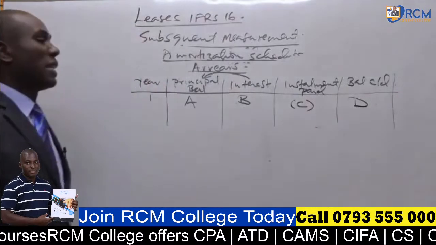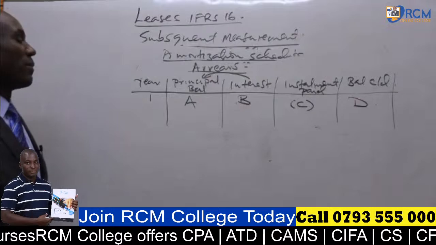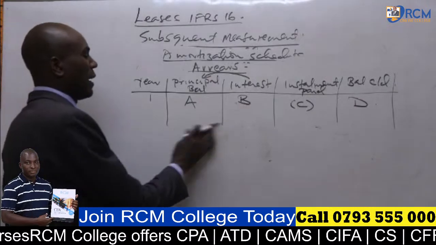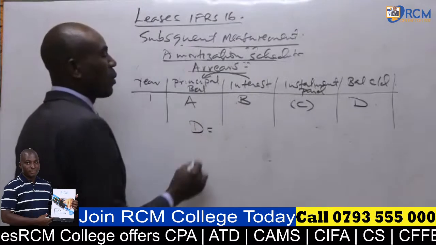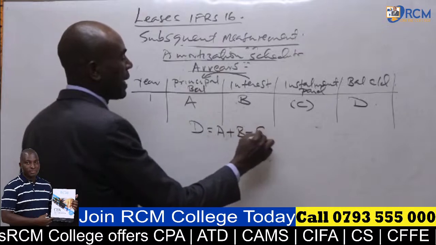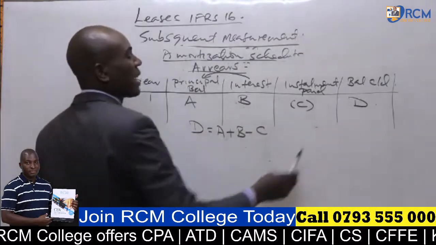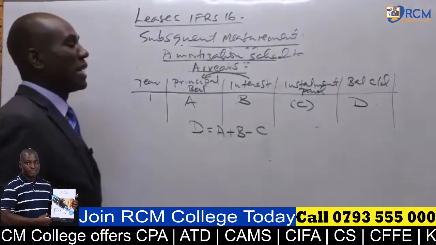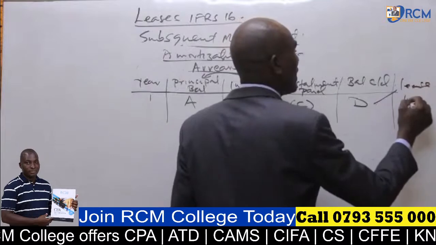The balance at the end, we call it D. Therefore, out of this, how do I get D? D equals A plus B minus C. This D, balance carried down at the end, will be the lease liability. This one will be the lease liability at the end.